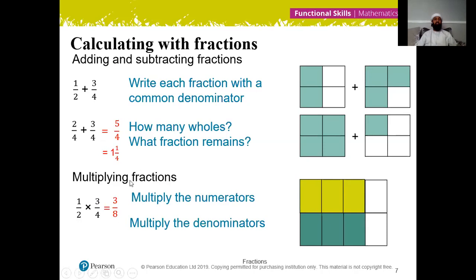So multiplying fractions is very easy. Multiply the numerators, multiply the denominators, and that is your final answer. If you can simplify, make sure you simplify.